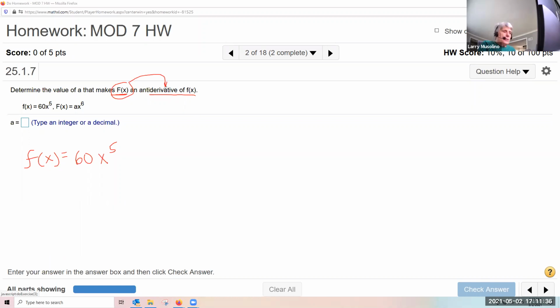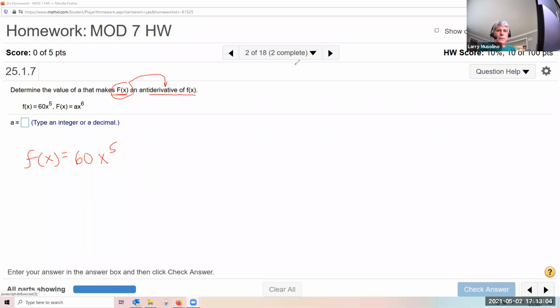So what they're asking me to do then is to find, I'm going to erase this for a second, folks. Let me write this out. Sometimes this is a little confusing, this lowercase f and uppercase F. So they're giving me lowercase f of x, and then they're giving me capital F of x.